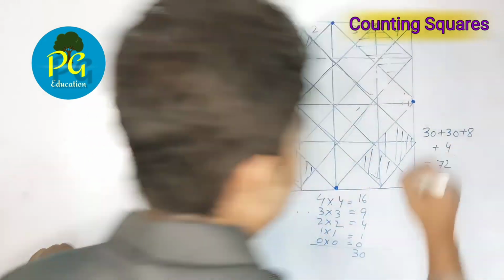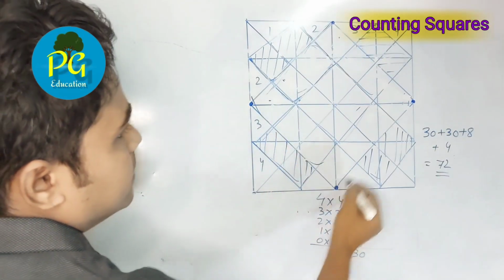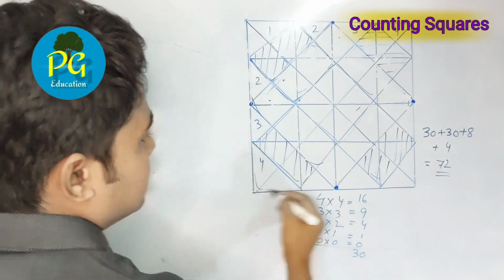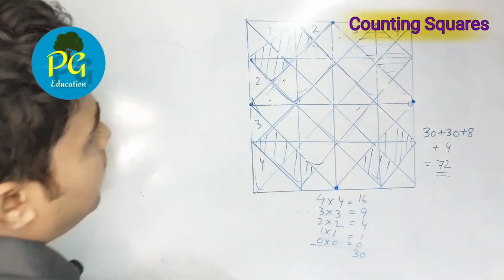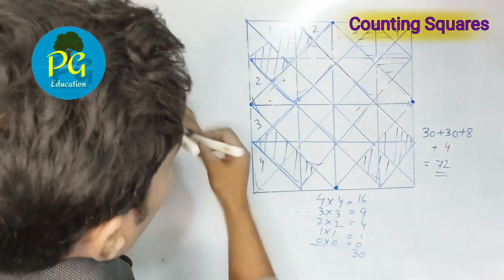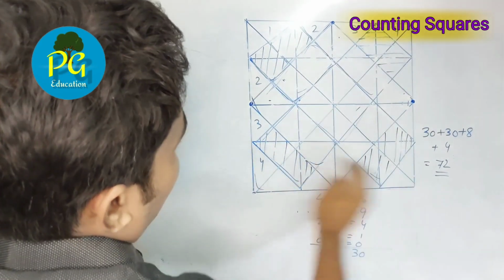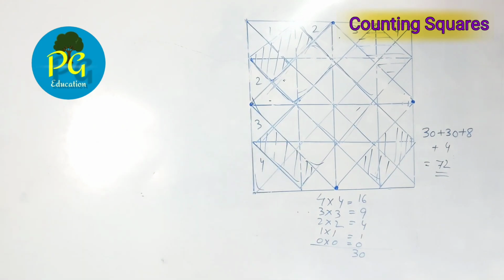So how much? 72 squares are there in total. So this square is calculated, this square is calculated, and excluding this square, these two squares are also calculated. So here there are no extra squares remaining.